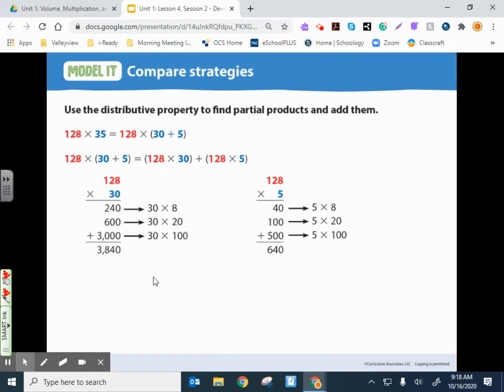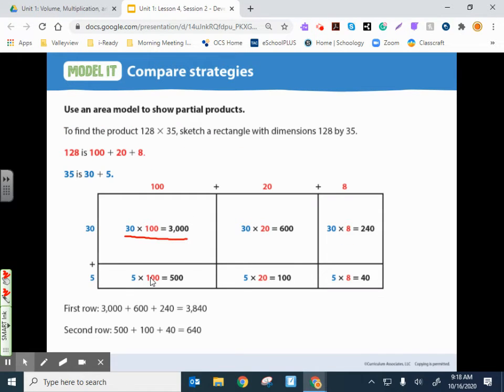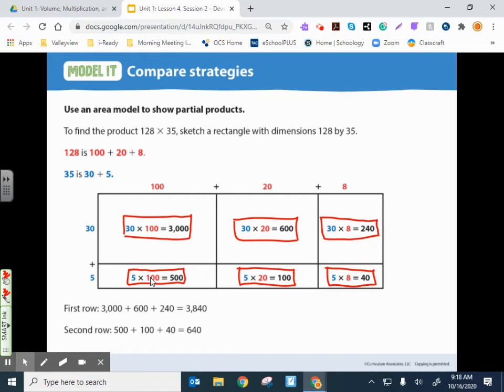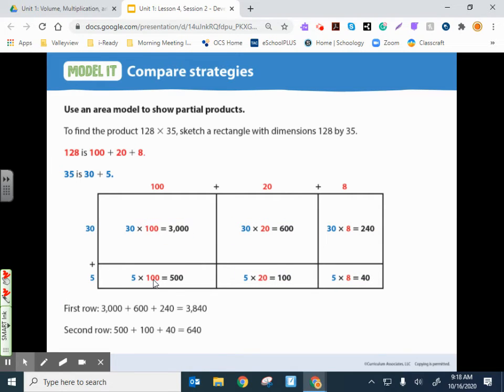What they want to know is, if you notice, the 30 times 8, 20, and 100, and the 5 times 8, 20, and 100, those 6 sentences, or those sentences right there, are the same as all of these. So if you notice, a distributive property is solved actually the same way as the area model way. It just kind of sets it up differently. So all 6 of those are represented in the distributive part too. Kind of interesting how that works.